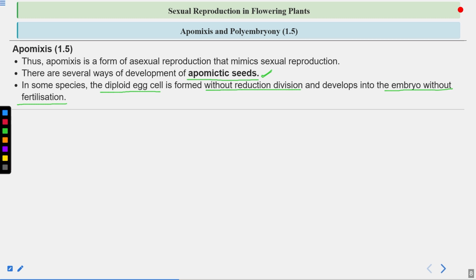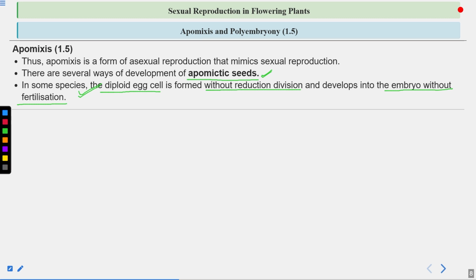In normal cases, what is the ploidy of the egg? It is haploid, or N. But in some species, the egg is itself diploid. What does this mean? How has this egg been formed? The question in your mind must be how this diploid egg is formed.